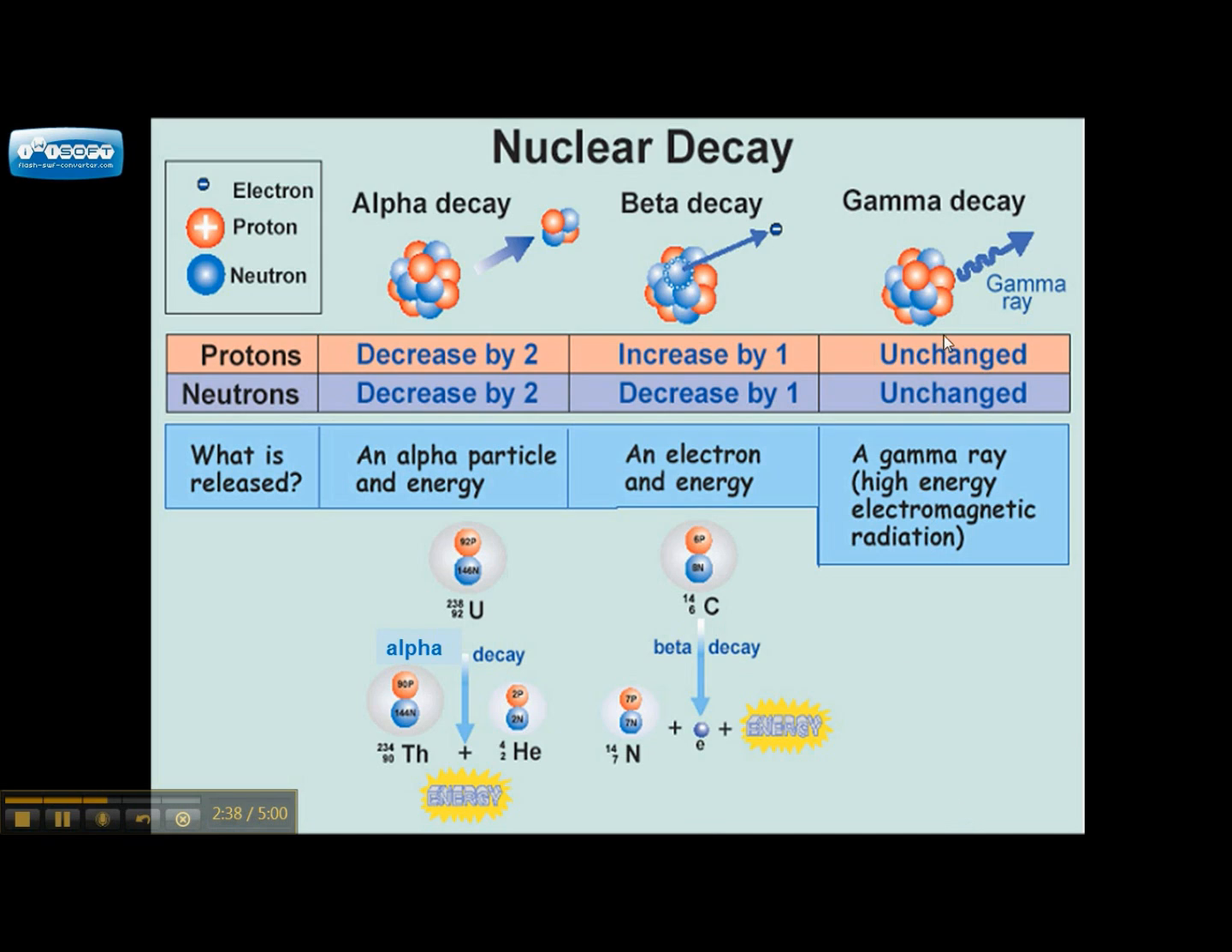Now gamma doesn't change the nucleus at all. It stays completely intact. So no change in protons, no change in neutrons, just release of high amounts of energy. That's what we see here is a little wave.